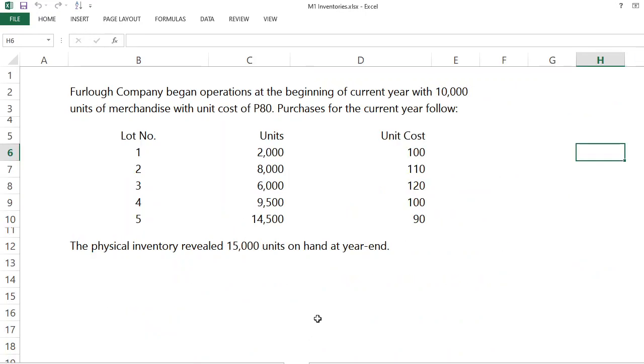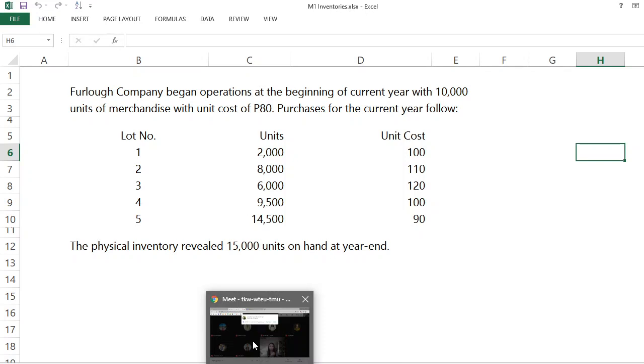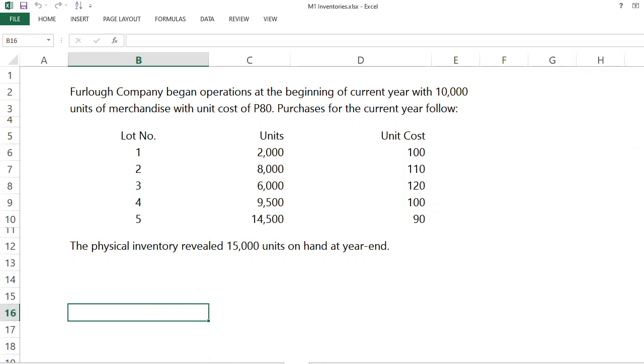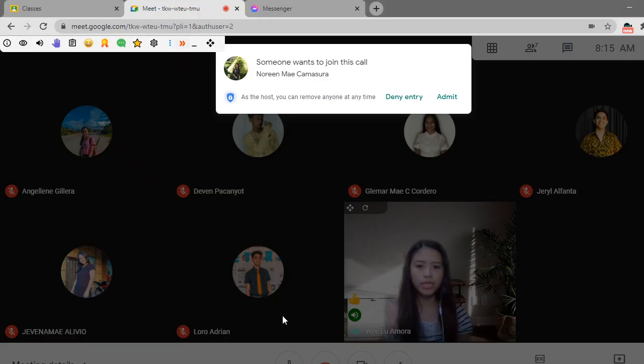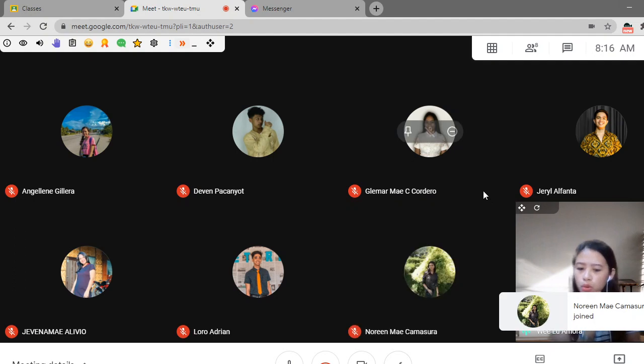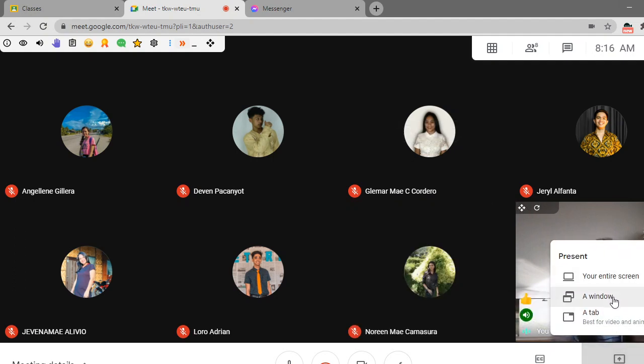So let's begin with answering the first problem. We only have 3 problems for this chapter, or 3 assignments included, 3 problems included in your assignment. So let's begin with Forlo. Forlo? How do you pronounce or how do you read this?